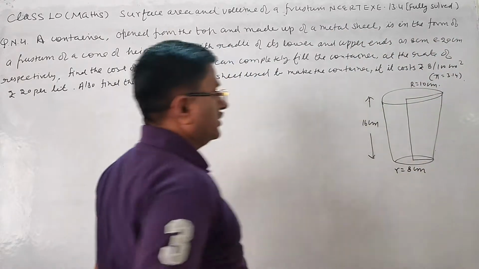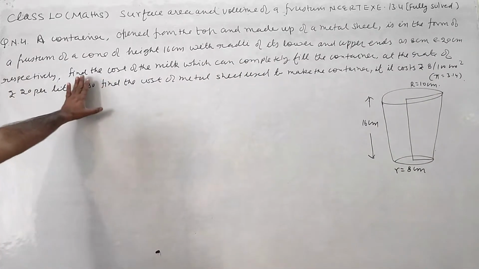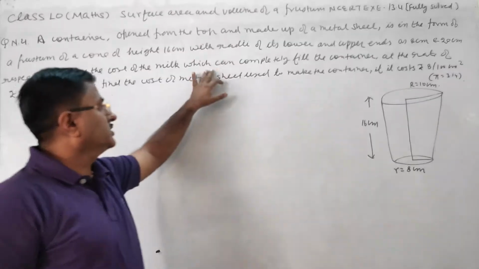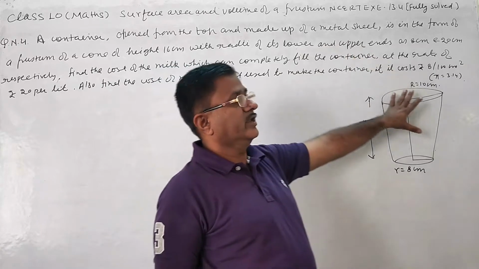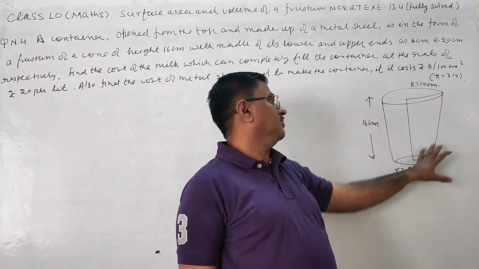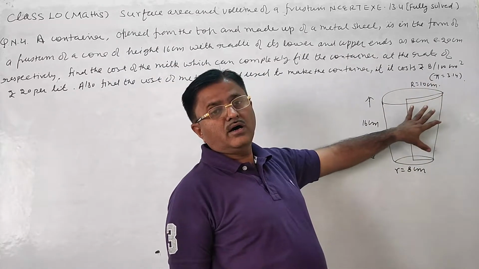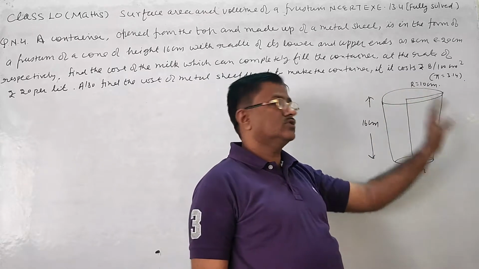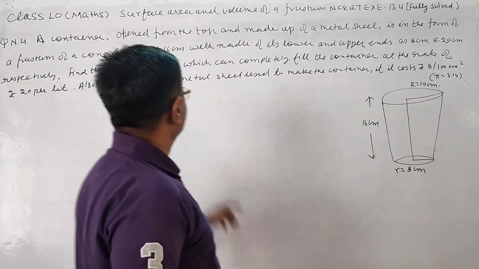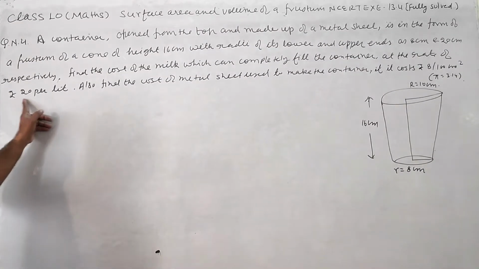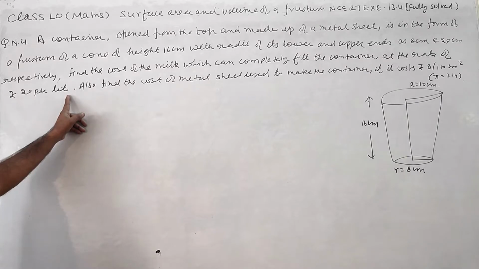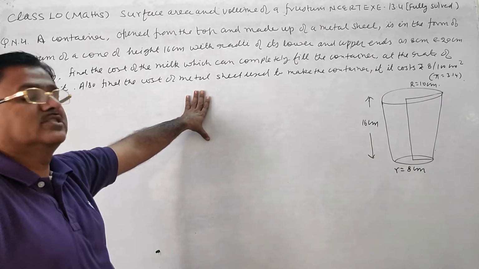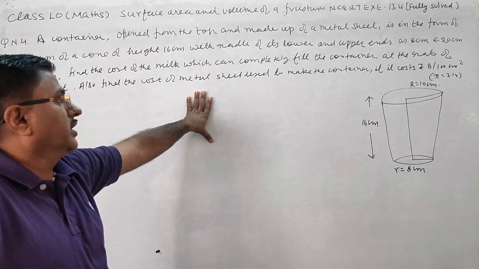Now there are two parts to this question. You have to find the cost of the milk which can completely fill the container, that is, what quantity of milk the frustum of this container holds. Rate is given at 20 rupees per liter. The second part says also find the cost of the metal sheet used to make the container.